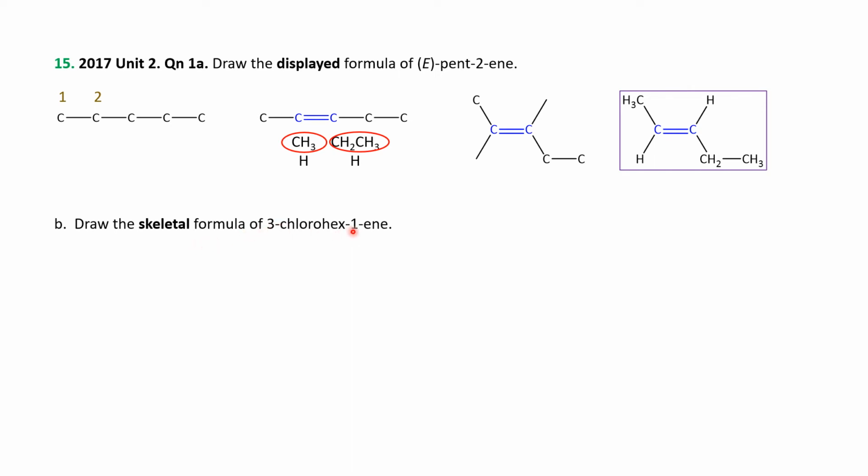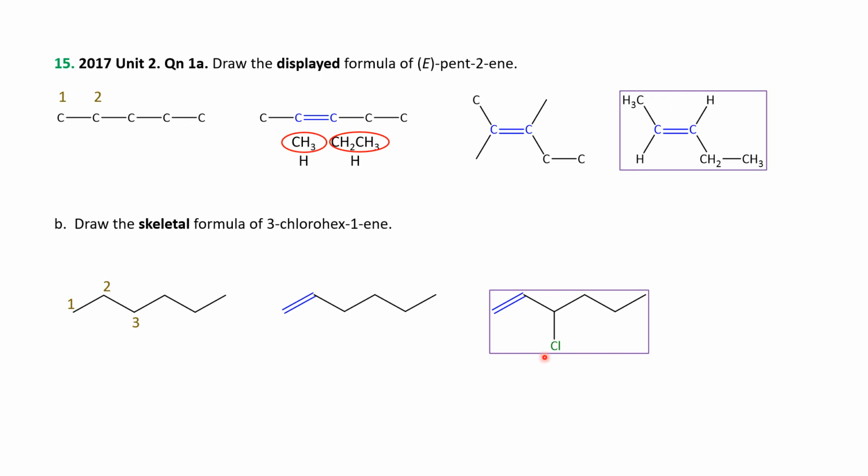Skeletal formula, 3-chlorohex-1-ene. There's hex, 1, 2, 3, 4, 5, 6. Carbon 1 is where the double bond starts, so there we are, and then 3-chloro, we got to put a chlorine there on carbon 3, right there.